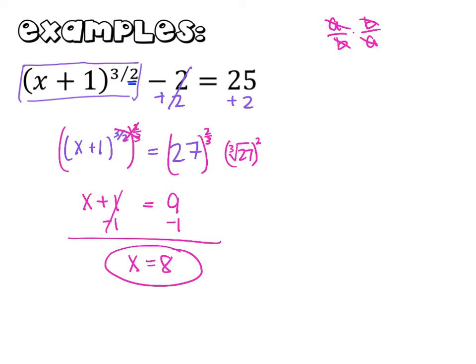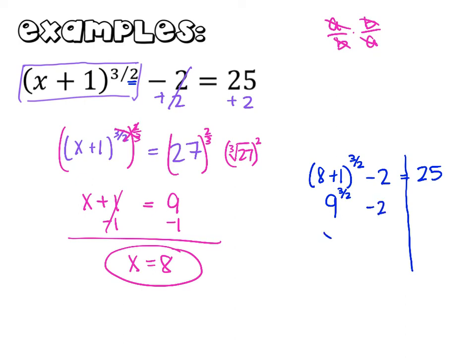But if I go back and check, 8 plus 1 to the 3/2 power, and then minus 2 equals 25. Does the left side really equal 25 is my question. So I don't want to add 2 to both sides. I want to keep stuff where it is, and I just want to find the answer to the whole left side and make sure it equals 25. So that's 9 to the 3/2 power.